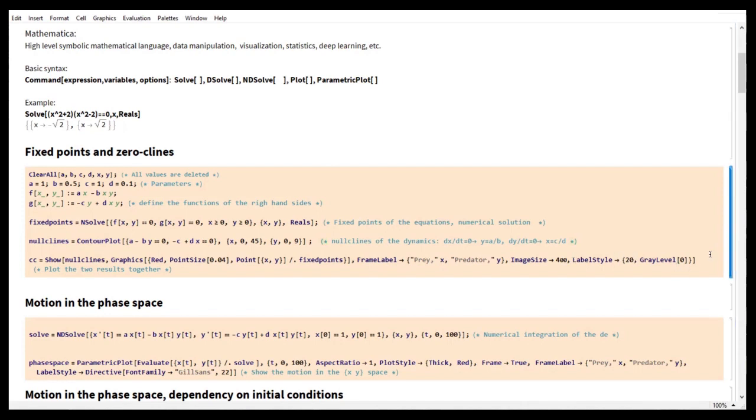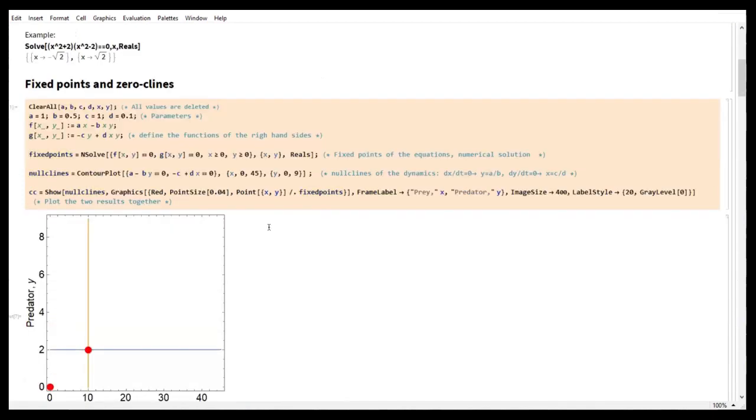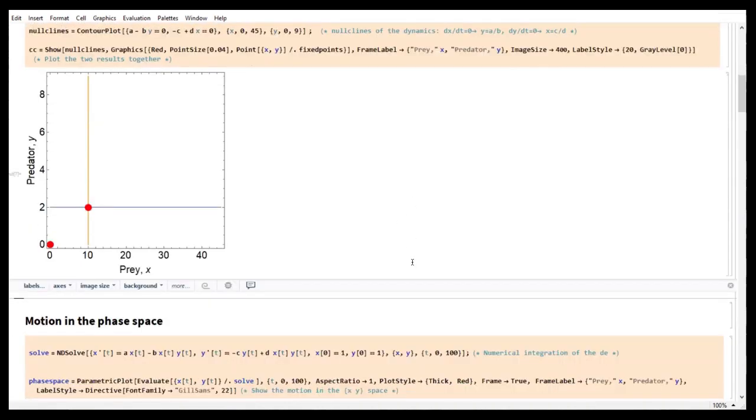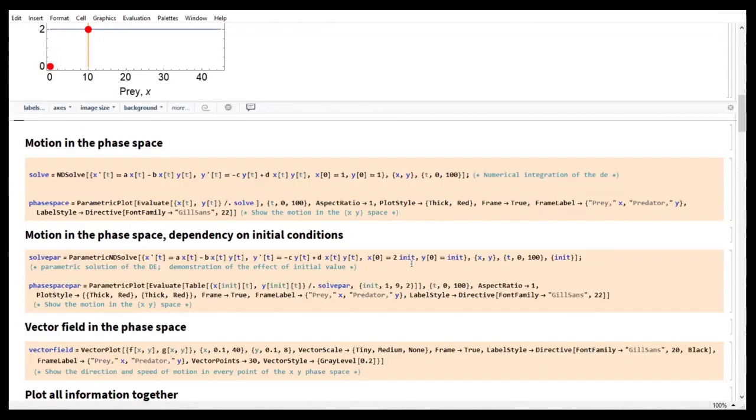And I run this, and after y, because you have to step in the kernel after y. Yeah, after y you can see the 2 zero clines (nullclines) and the 2 fixed points. The intersection of the zero clines is the fixed points of the system. Okay, after that we are interested in how the system moves in the phase space.